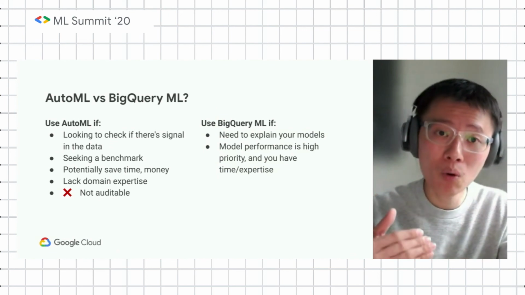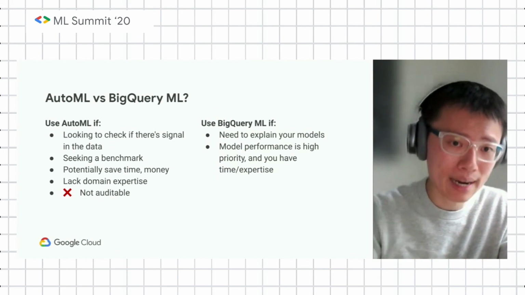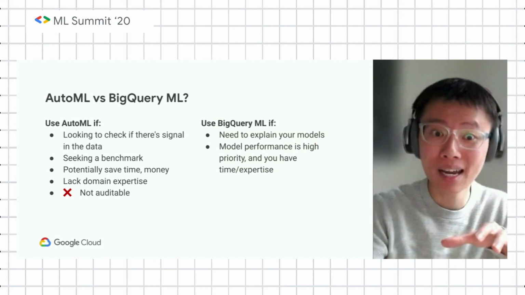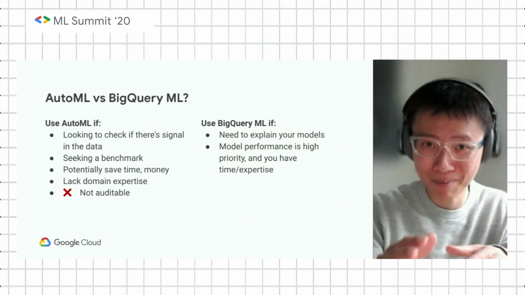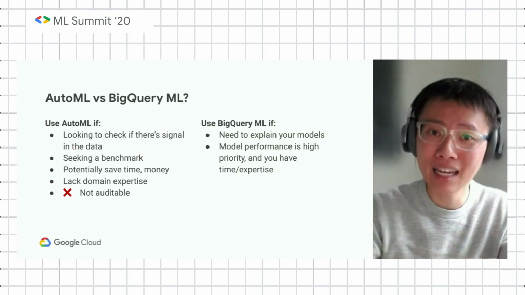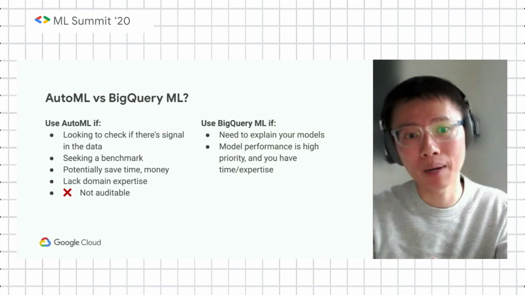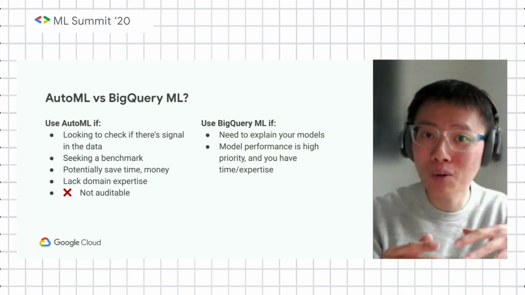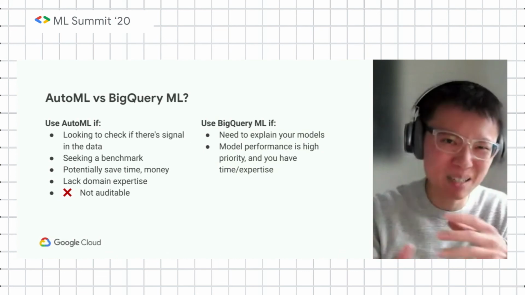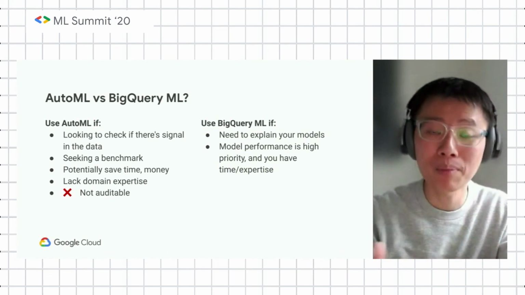But if your model performance is absolutely the highest priority and you have the time and the expertise, both domain and for machine learning, then I would recommend using BigQuery ML. But that doesn't mean you can't use both at the same time, right? So use AutoML as a bit of a benchmark, and then try to improve your model from there using BigQuery ML.